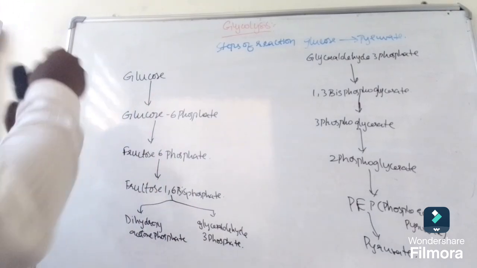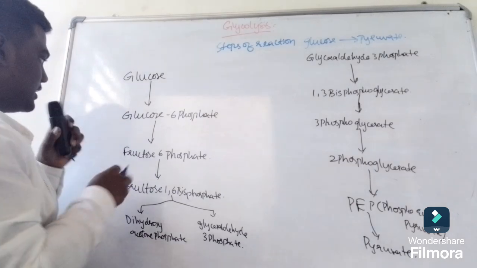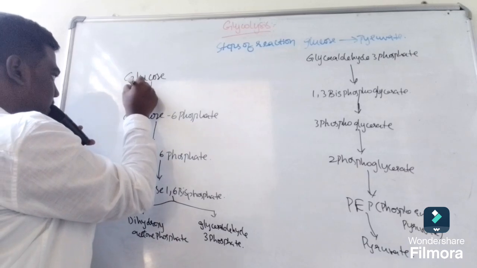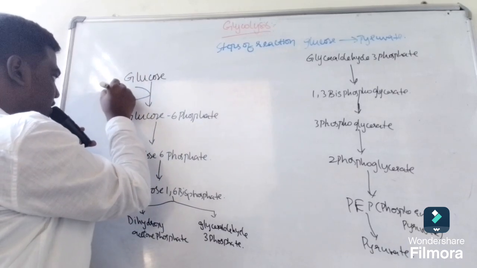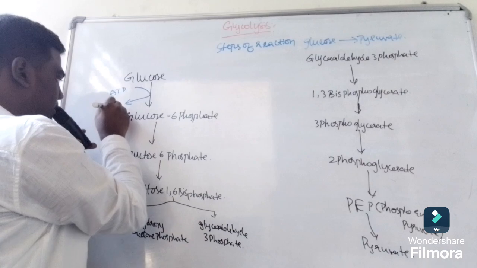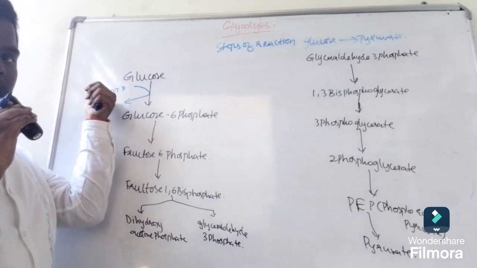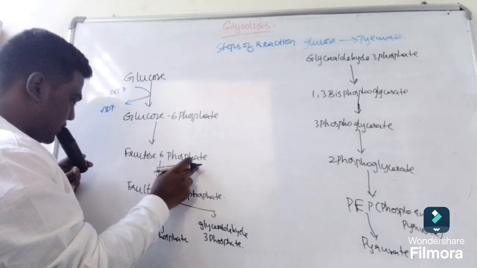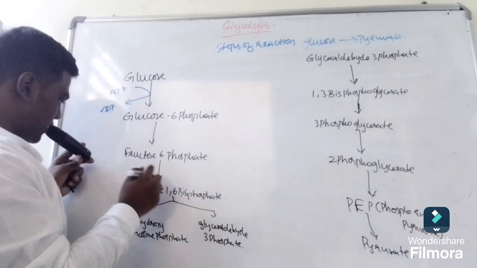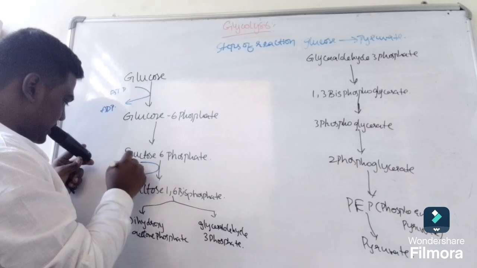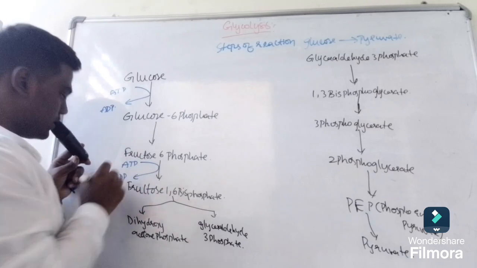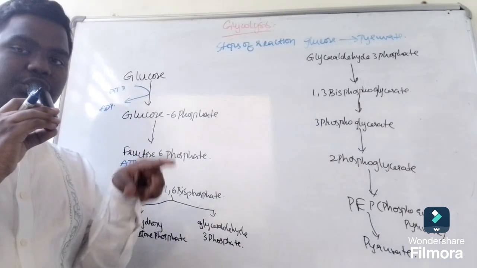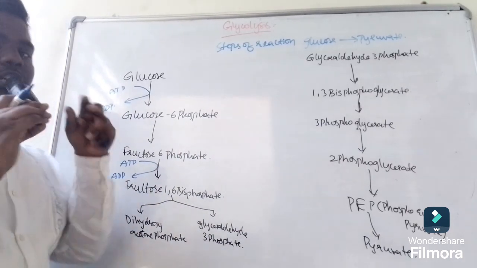At glucose to glucose 6-phosphate, there is consumption of ATP to form ADP. Here the ATP is being utilized. And then the conversion of fructose 6-phosphate to fructose 1,6-bisphosphate also utilizes ATP. So at these two places energy is being consumed, that is ATP is being utilized.